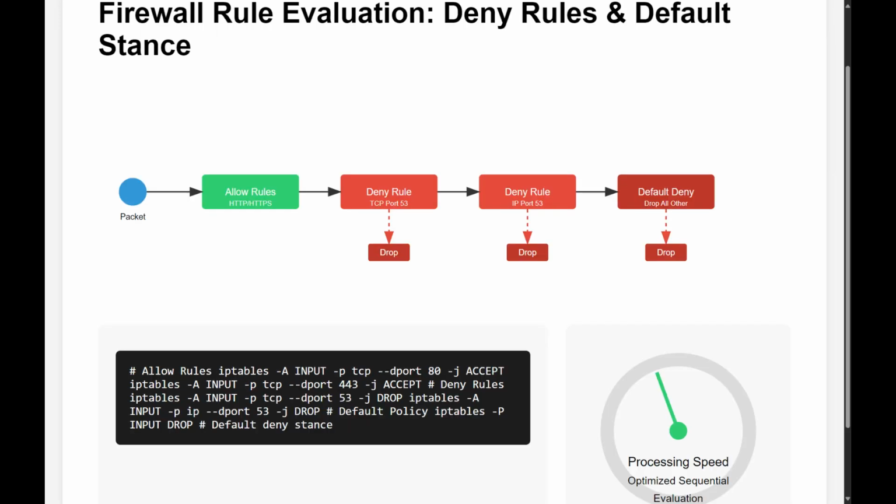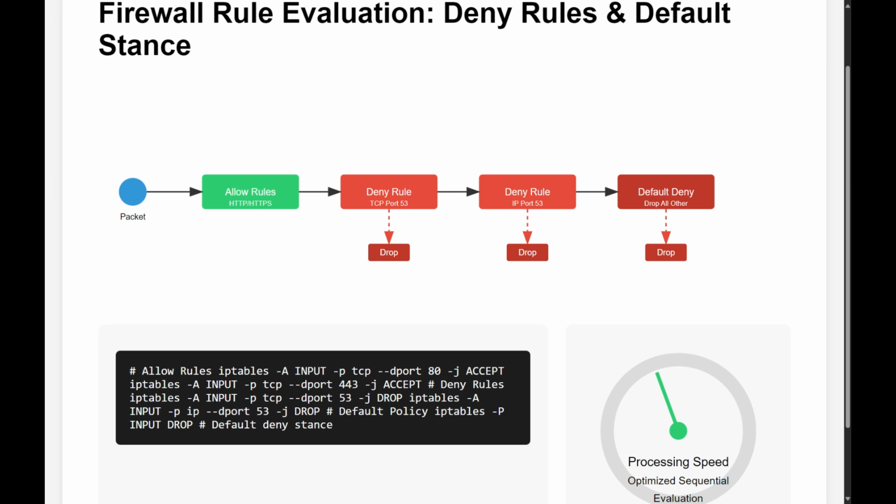Let's explore how the firewall continues its rule evaluation process, particularly focusing on deny rules and the default security stance. The sequential evaluation includes both permissive and restrictive rules. After the initial allow rules, the system implements specific deny conditions. For instance, the system examines TCP traffic targeting port 53 from any source to any destination. When a packet matches these criteria, it's immediately dropped and no further rule evaluation occurs. This immediate termination of evaluation upon matching a deny rule is a critical security feature.